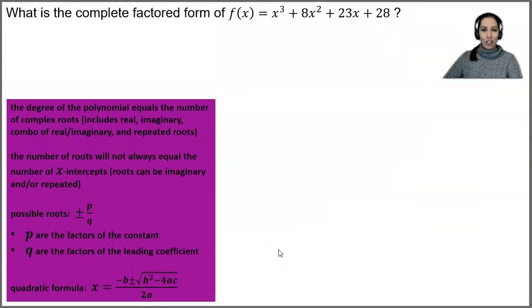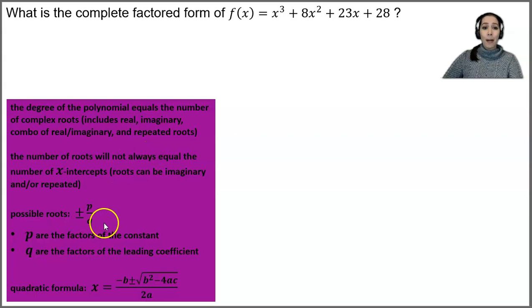Now that we have Chloe's cheat sheet notes, let's find the complete factored form of this polynomial. Chloe let us know that the degree of the polynomial equals the number of complex roots, but the roots will not always actually be x-intercepts, because some of those roots can be imaginary and some of them can be repeated. So our degree on this polynomial is 3, therefore we will have 3 complex roots. It will be some combination of real, imaginary, or repeated roots.